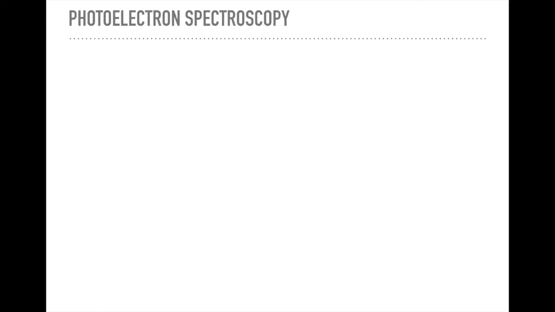In this lesson, I'm going to be talking about a laboratory technique, a tool that's called Photoelectron Spectroscopy. And what PES, or Photoelectron Spectroscopy, allows you to do is to determine the electron configuration of an atom, of the electrons of an atom.